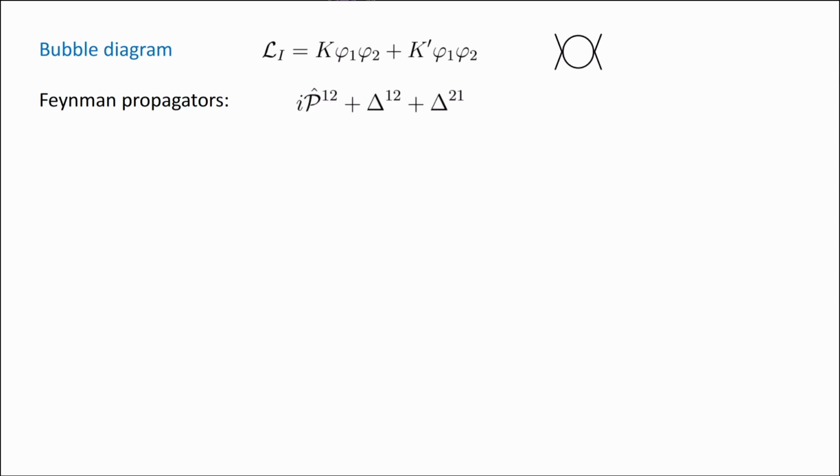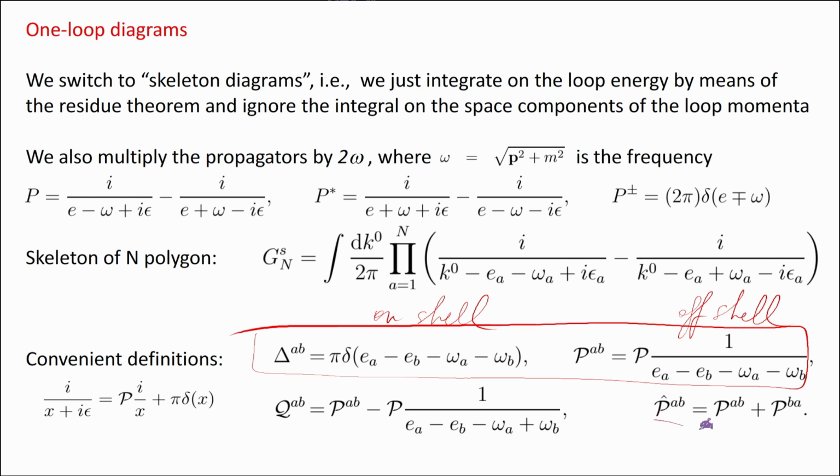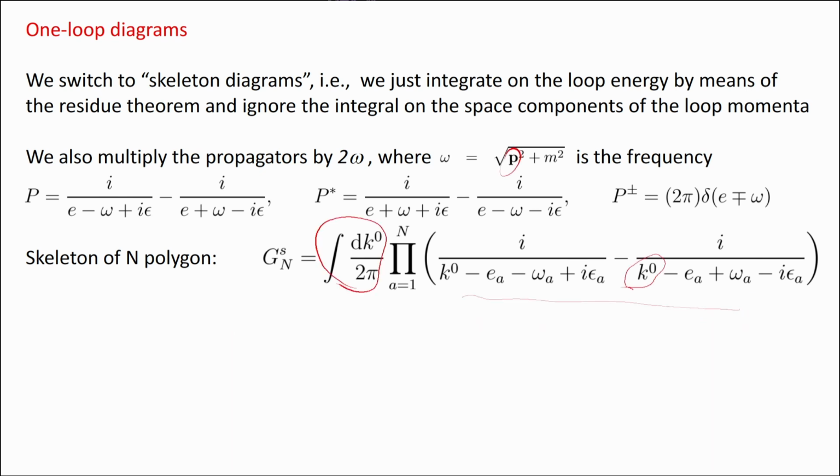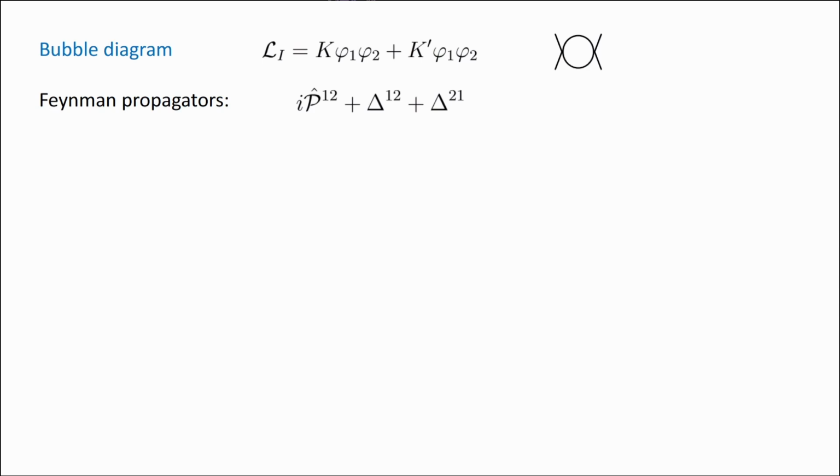Let's see the bubble diagram. The bubble diagram in skeletons, after integrating on the loop energies, is just this. It's the sum of a principal value, P hat, it's just a principal value, and two delta functions.